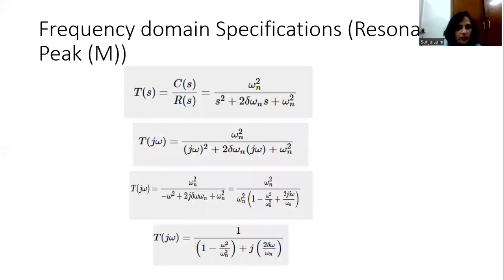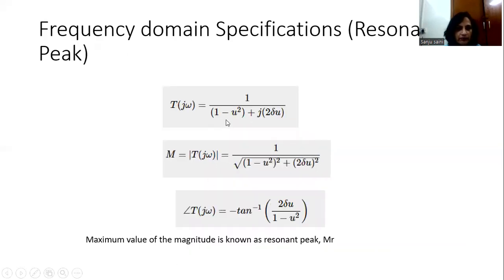Let us consider that the overall transfer function of a system is given as T(s) = ωn² / (s² + 2δωn s + ωn²). Here ωn is the natural frequency, and δ is the damping factor. Then we substitute s = jω, and then we separate the real and the imaginary part. So by mathematical manipulation, we get this expression for T(jω). Now we substitute ω/ωn = u. So that will give us T(jω) = 1 / (1 − u² + j2δu).